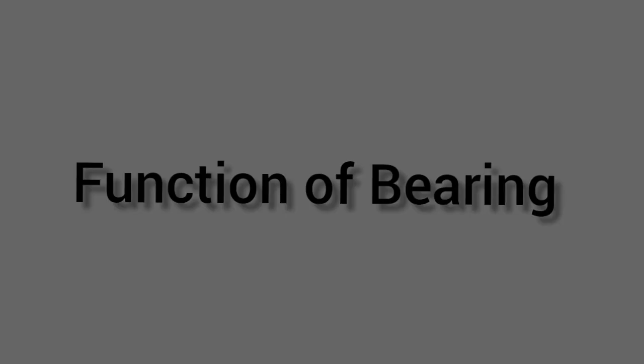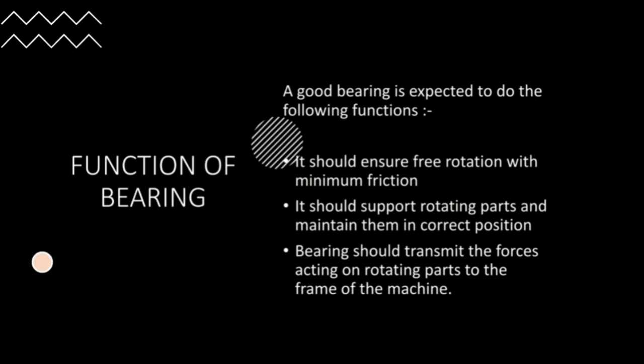Hence, after knowing what is a bearing and its classification, its selection of bearing type and its types, let us now know its function. A good bearing is expected to do the following three important functions. First, bearing should ensure free rotation with minimum friction and should also support rotating parts and maintain them in a correct position, with which it should also transmit the forces acting on rotating parts to the frame of the machine.